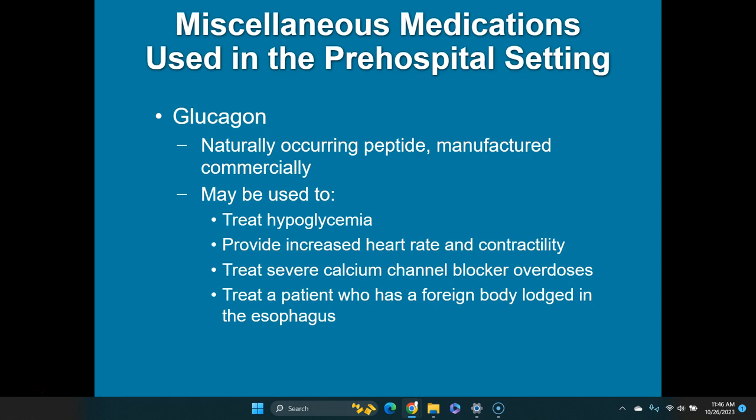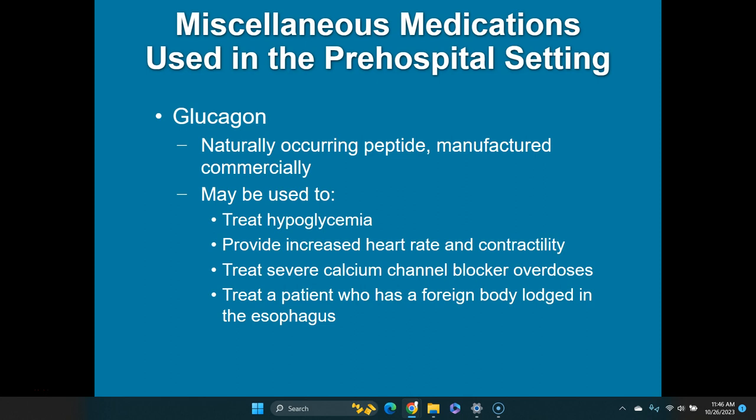Treat a patient who has a foreign body lodged in the esophagus. So if you're giving it for calcium channel blocker overdose and to increase that heart rate and contractility, you have to give a large dose, several grams of it, 10 grams of it, something like that. A lot of EMS services, because of the cost of it, might only carry 1 or 2 grams on the truck at a time. So you're not going to really be able to have much effect if they're having a calcium channel blocker overdose. That's why we carry calcium. It's much cheaper, and we can just give that for the calcium channel blocker overdose.